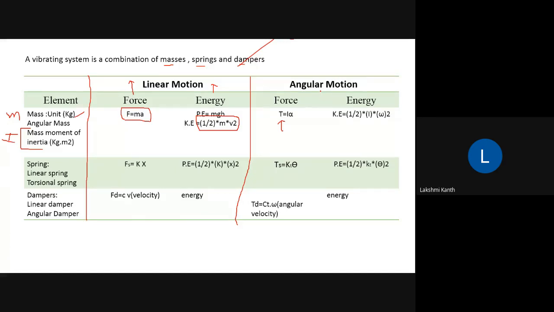Okay, the mass in linear motion, we treat it as a mass moment of inertia in angular motion. And the acceleration in linear motion, we treat as angular acceleration in angular motion. So this formula F equal to ma is applicable for linear motion. This formula, tau equal to I alpha, torque equal to I into alpha, is for angular motion.